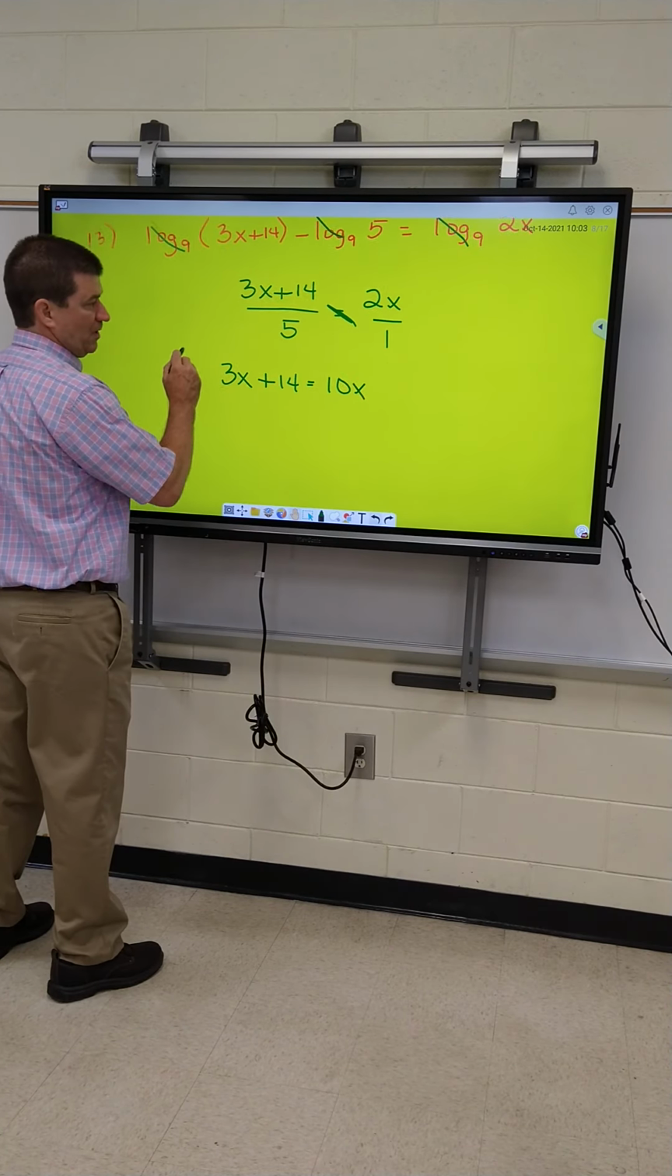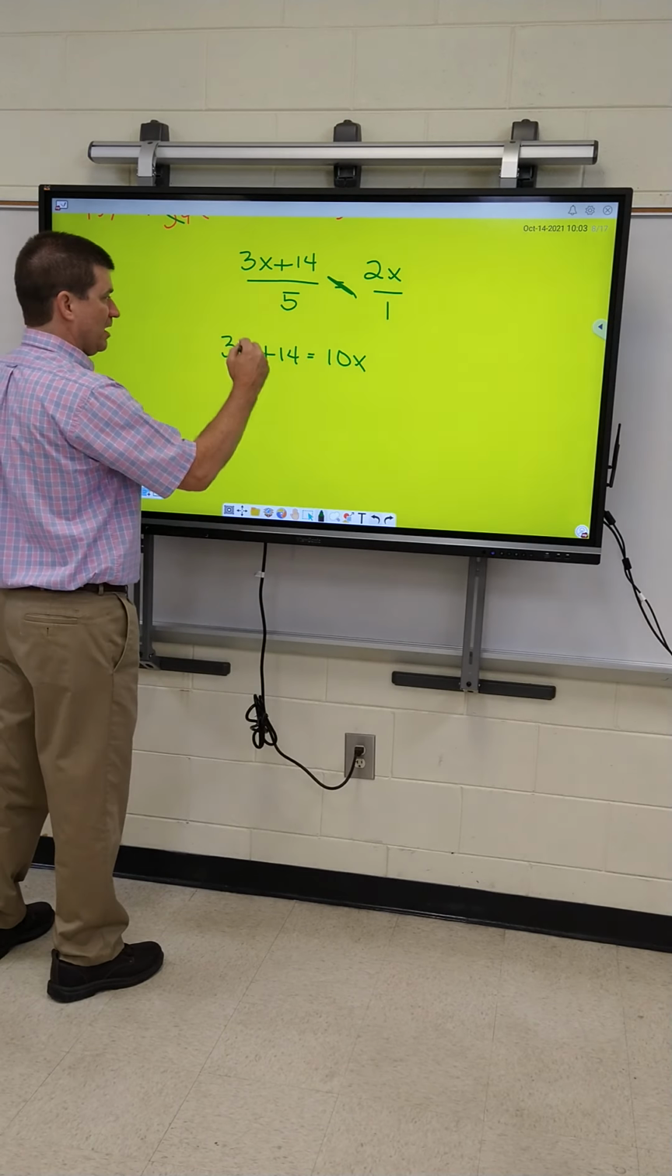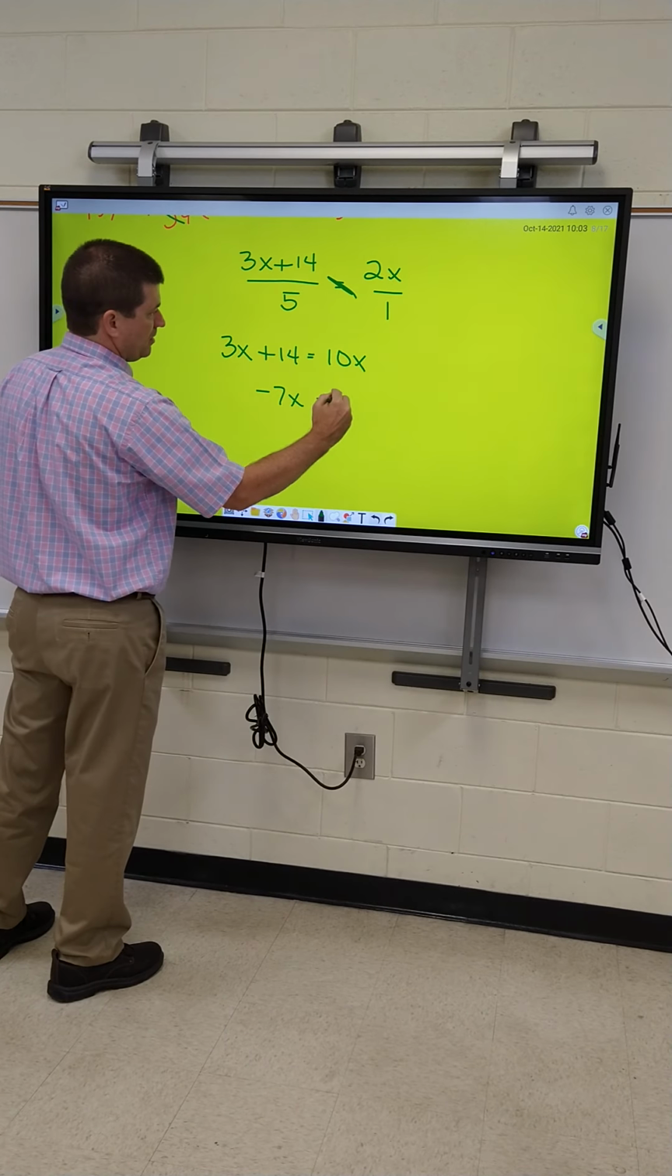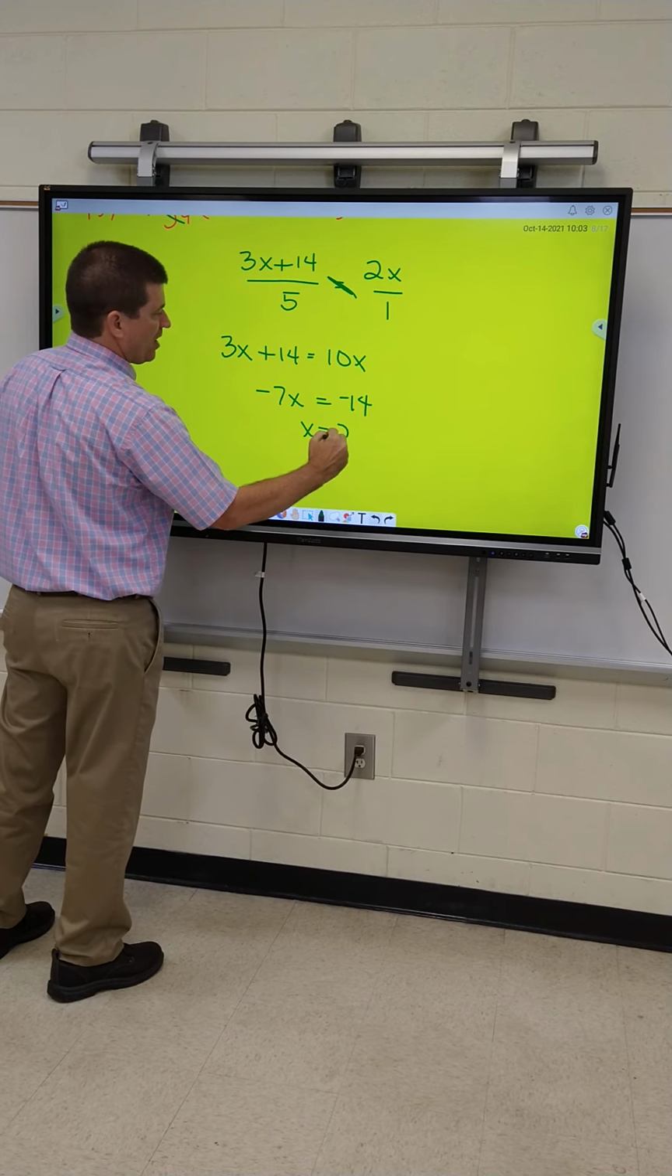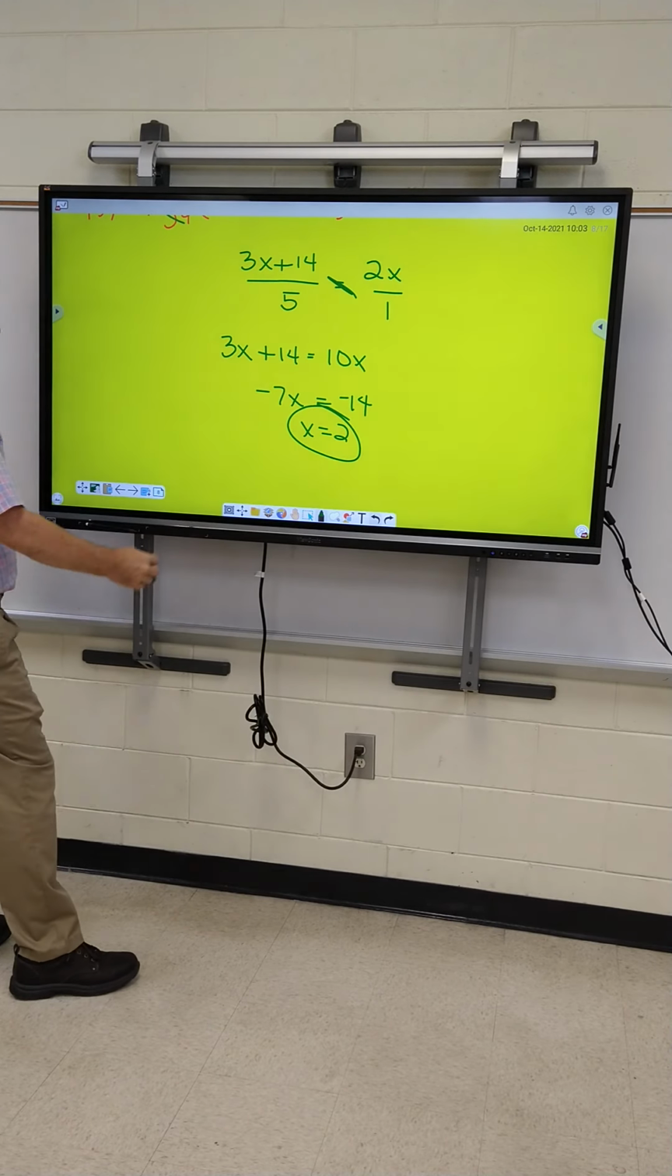Still supposed to get a fraction? I don't know if it is a fraction or not. Is it? I got negative 7x. All right, I got x equals positive 2. Somebody check that. I got it.